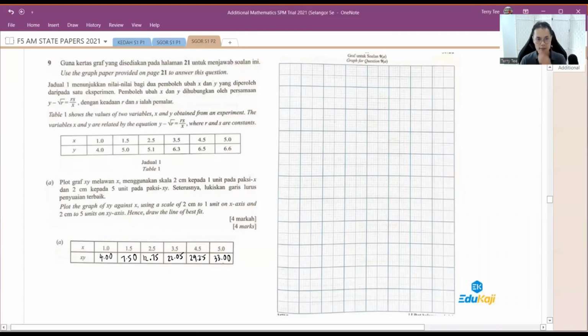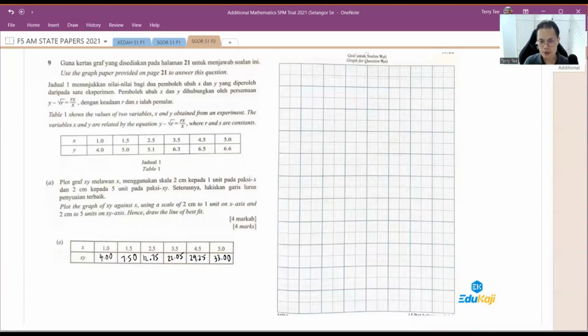Now here's the thing. I have a trick to predict my gradient and y-intercept in advance. Sometimes when you draw, we don't know whether the line will go below or above, so we have to estimate. Sometimes the y-intercept can be negative, so if I draw my axis over here, I may miss a point and have to readjust my graph.